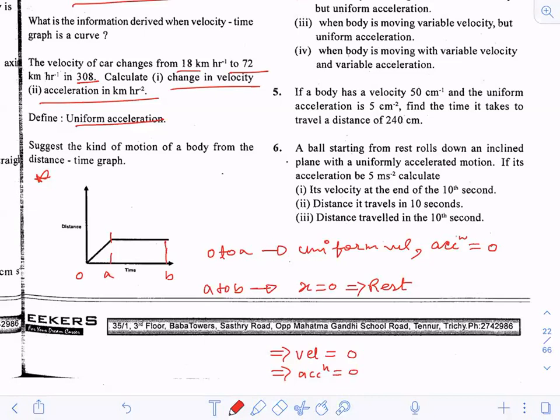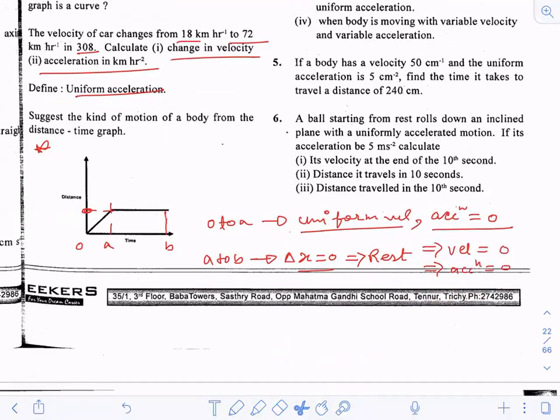Okay. So we have visualized all the kinds of parameters that we can get from this given graph. Distance time graph. O to A, what is happening? Uniform velocity, acceleration 0. A to B, delta x is equal to 0, the change in position. This means the body is at rest. Velocity is 0 and then acceleration will also be 0. So I guess you have understood this point. Have you understood this point?